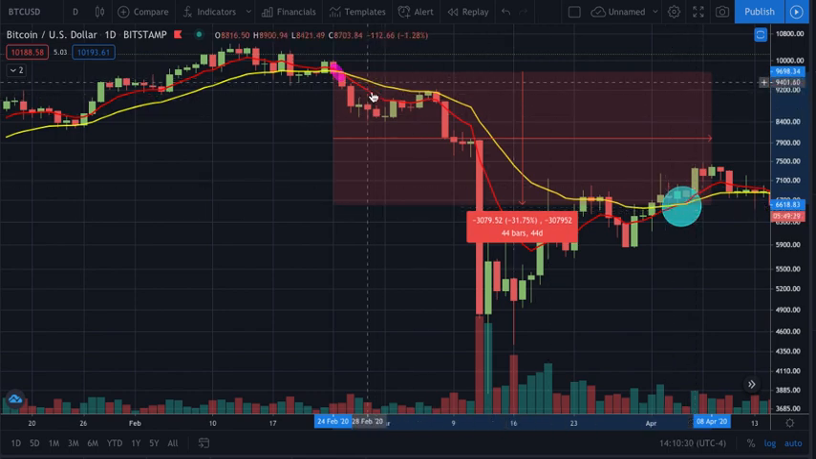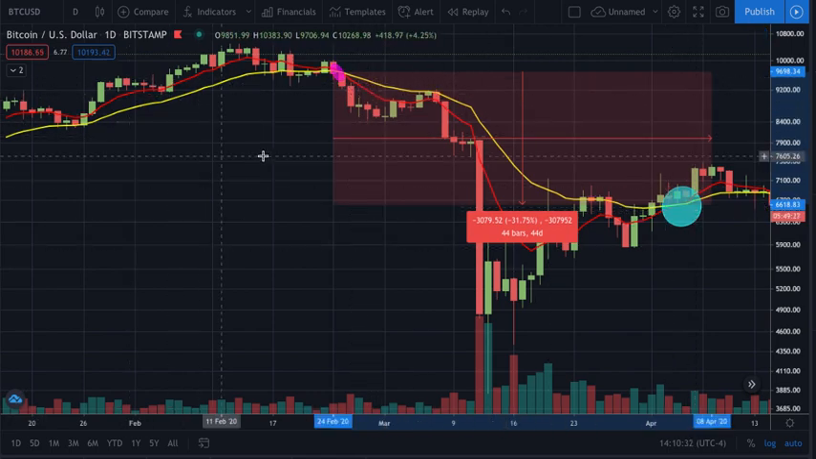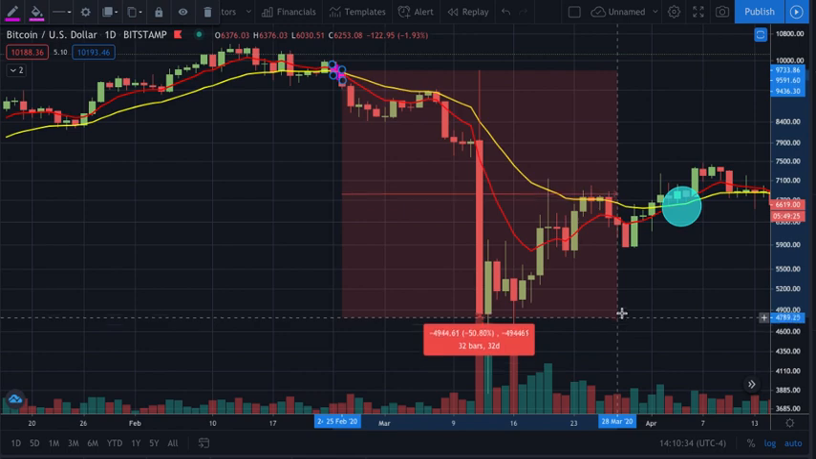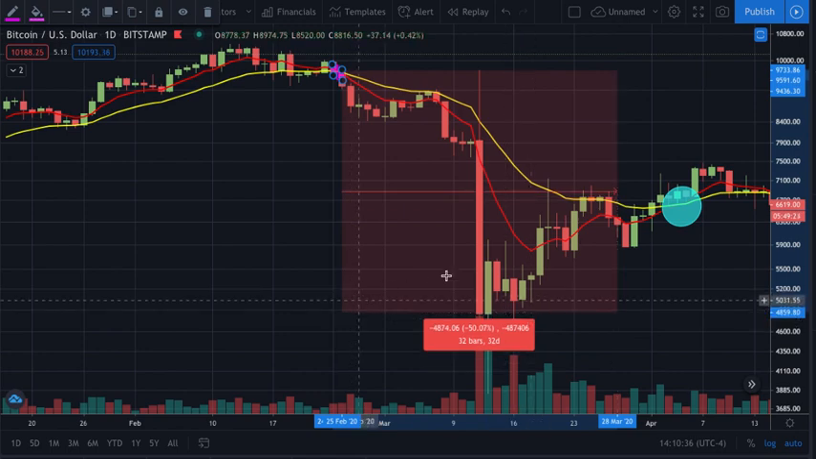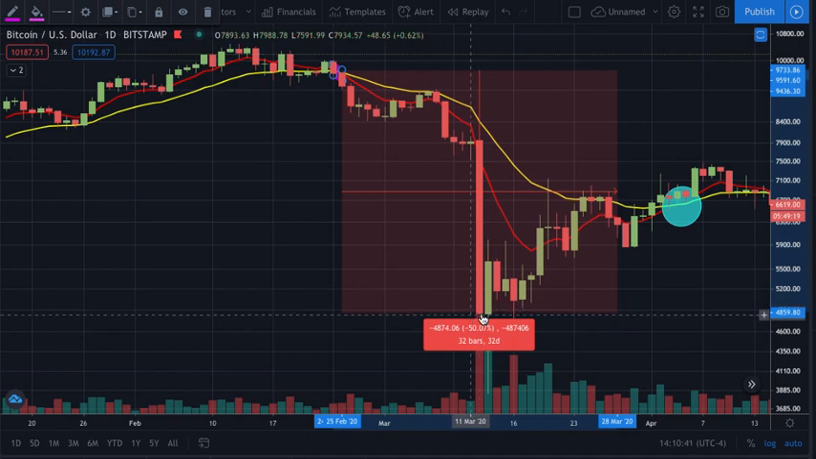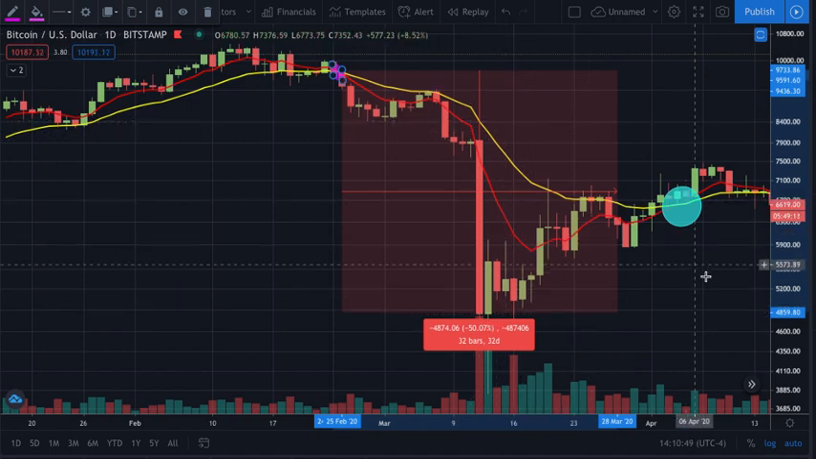Now, could you have exited your position down here? Could you have shorted here and then closed your short down here when you saw a double bottom candlestick pattern, or when you saw this double bottom right here? Of course you could. And that's just called being dynamic in the markets.